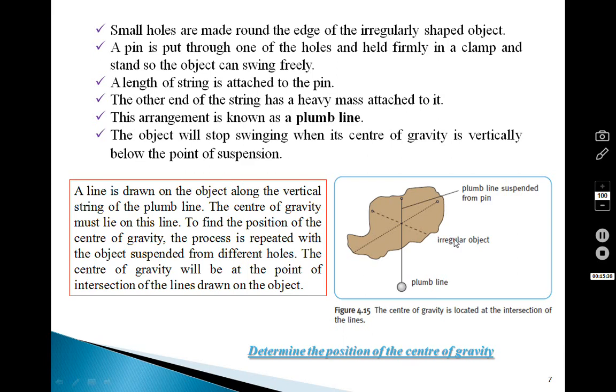Okay, as we see watching that video, where is the center of gravity? The center of gravity is the intersection here between the two lines. This is the first line, for example, from this first hole, the line with the plumb line. And this is the second hole, and this is the line with the plumb line. So the intersection here, the intersection is what? The center of gravity. This is the center of gravity.